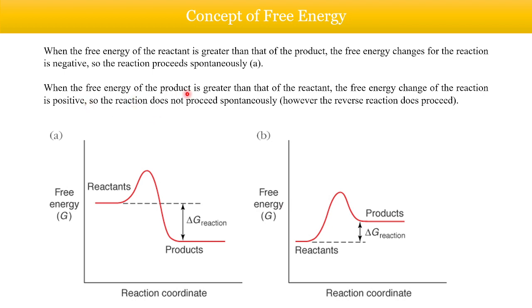Whereas when the free energy of the product is greater than that of the reactant, then the free energy change of the reaction is positive and the reaction does not occur spontaneously. Therefore, the reverse reaction is much more feasible. So the percentage of molecules on the reactant side is more than that of the products. Whereas when delta G is negative, the number of moles of reactants is less than the product, because the equilibrium is shifted towards the product side, and in this case the equilibrium is shifted towards the reactant side.